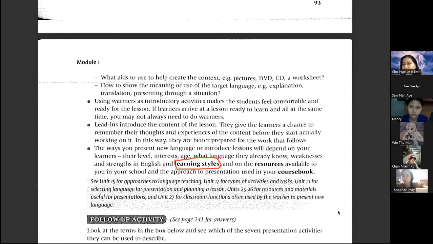Let's start with Teacher Chonu. Can you talk about one type of learning style that you remember? Kinesthetic. Okay, what do you mean by kinesthetic? It means learning something by touching or by our physical movement. Yes, by doing physical movement, we can learn something better.